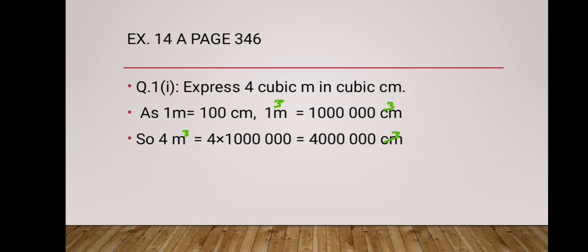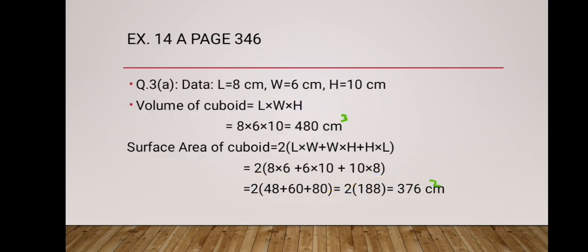And if you have to do the reverse of it, mean if you are asked to convert from cubic centimeters to cubic meters, we need to divide that particular number by 1 million, because in that case we are going to convert from smaller to bigger, and we know that whenever we convert from smaller to bigger, we need to divide that. So let's go for this question number, and that's question number 3, part A.